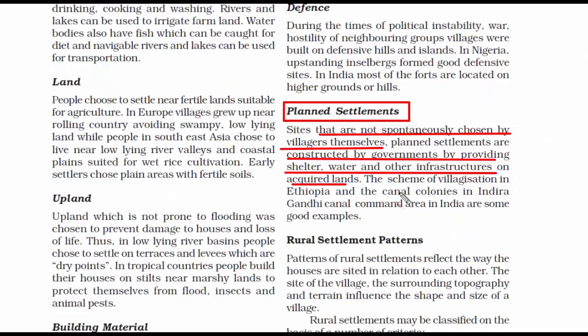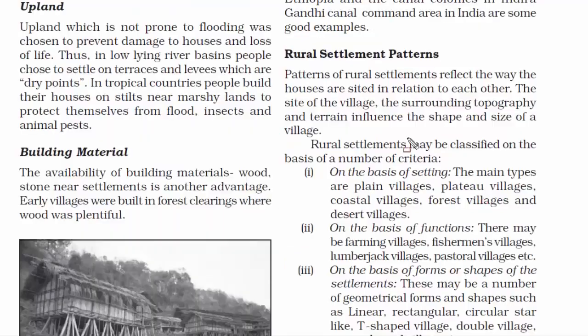The scheme of villagization in Ethiopia and the canal colonies in Indira Gandhi Canal, which flows through Punjab, Haryana and Rajasthan, is a good example of planned settlements. Now we are going to read about rural settlement patterns. Whenever you hear the word settlements, immediately recollect that it is talking about the way humans are settled, how their houses are constructed at a given location.